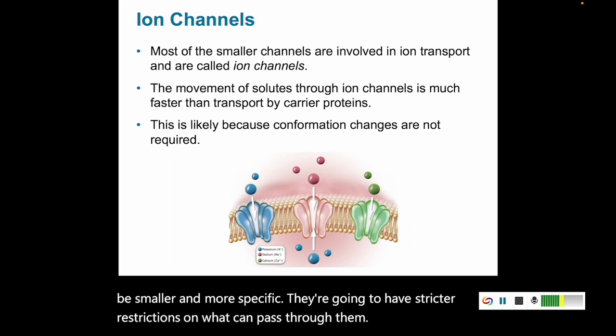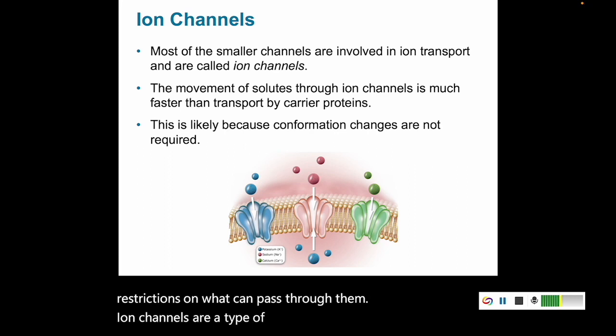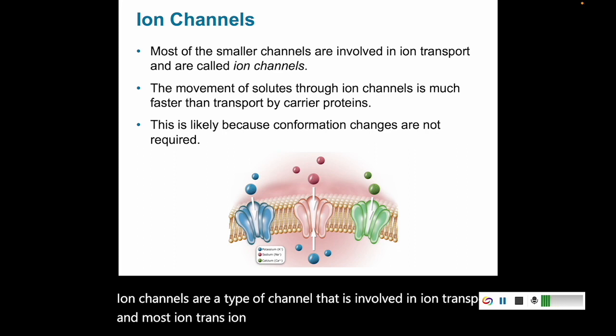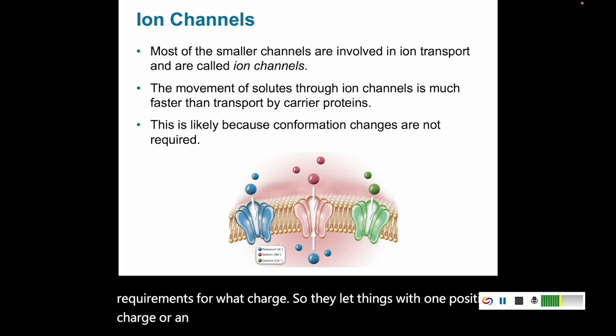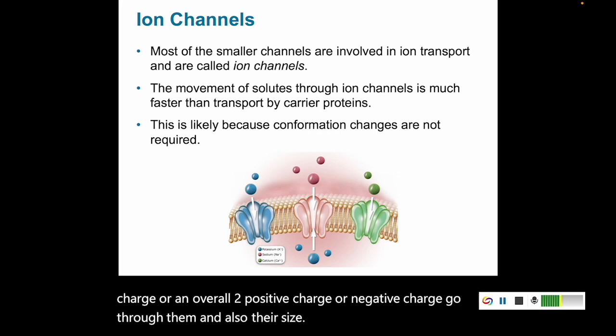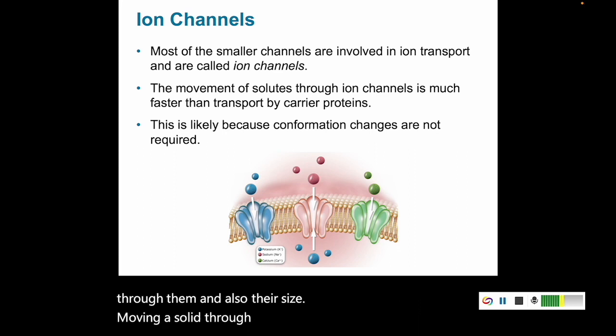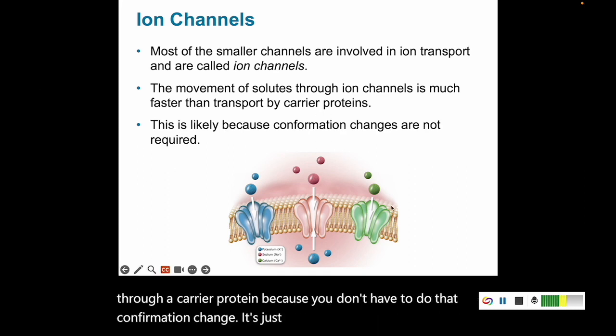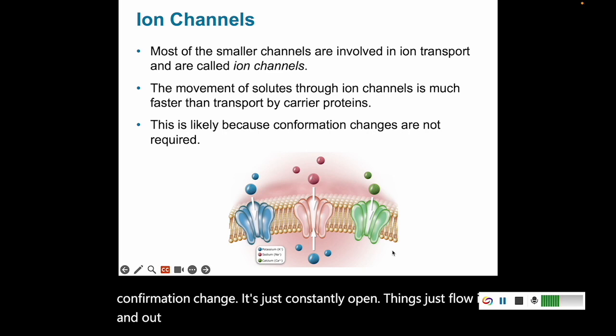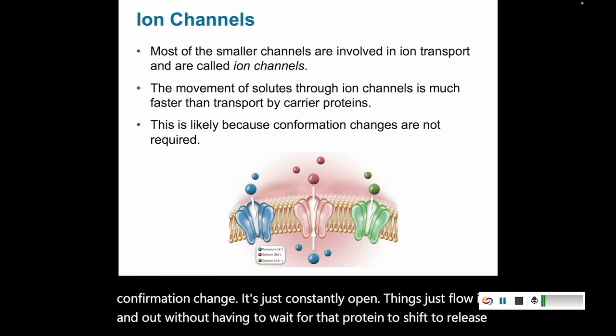Ion channels are a type of channel that is involved in ion transport. Most ion channels have specific requirements for charge, so they let things with a 1 positive charge, an overall 2 positive charge, or a negative charge go through them, and also specific requirements for size. Moving a solute through an ion channel is a lot faster than moving through a carrier protein because you don't have to do that conformation change. It's just constantly open. Things just flow in and out without having to wait for that protein to shift to release or pick up.